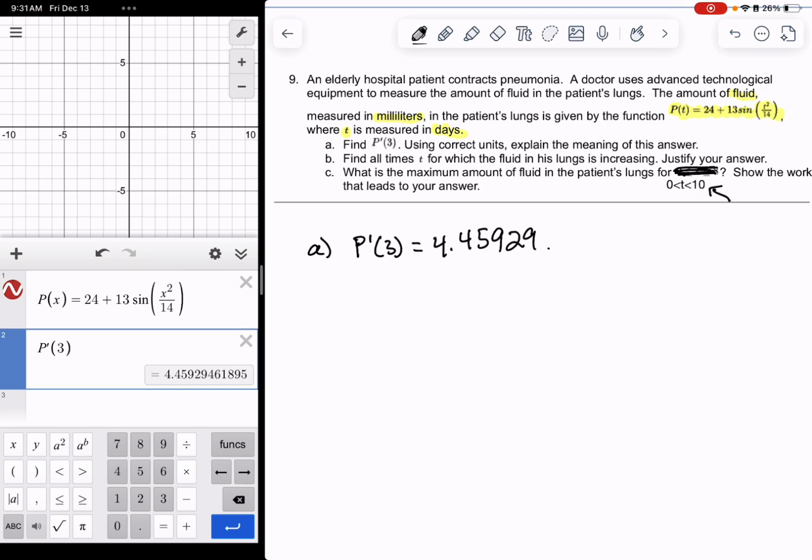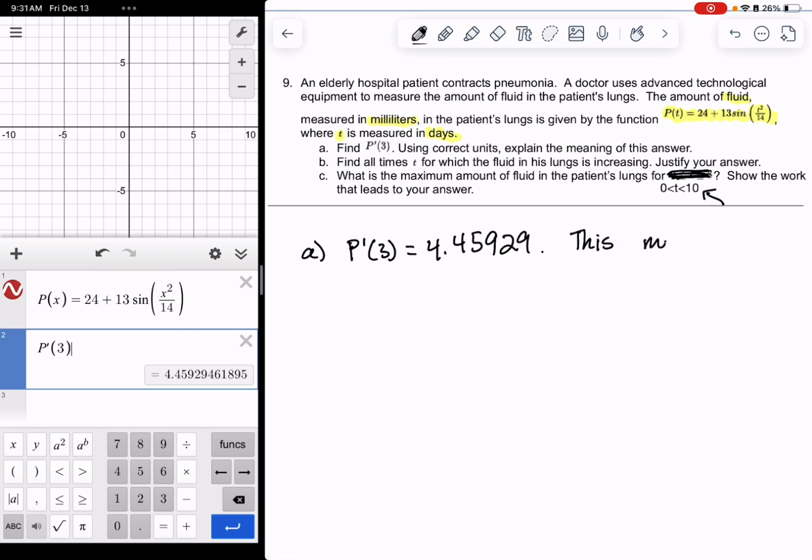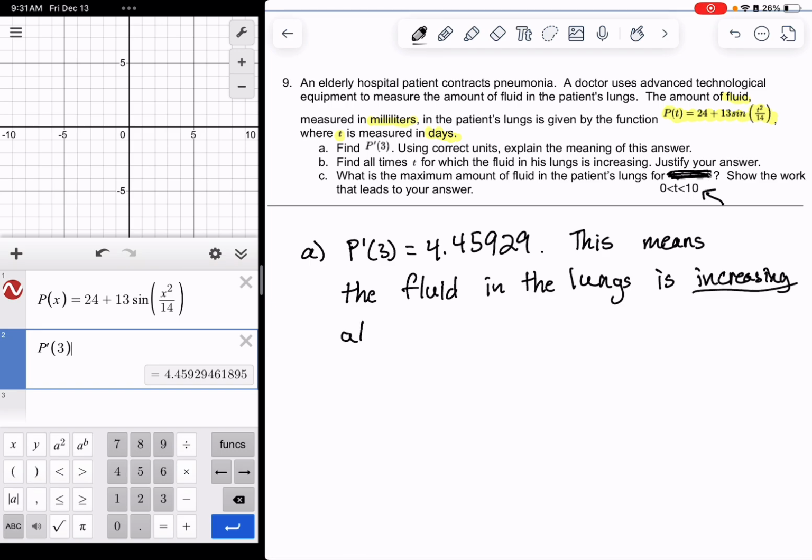And what's the meaning of that? This means the fluid in the lungs is increasing, keyword there, because it's a positive rate, at a rate of 4.45929, and now we've got to put our units on here. Milliliters per day.